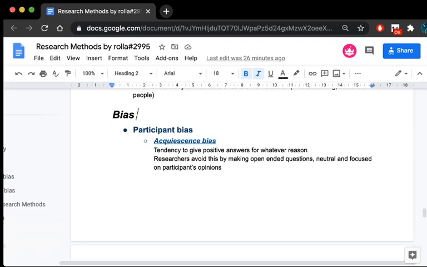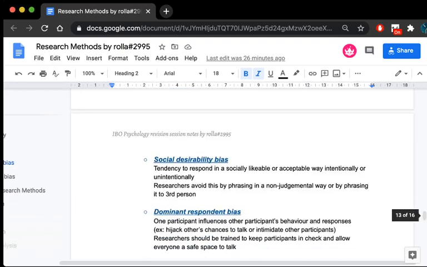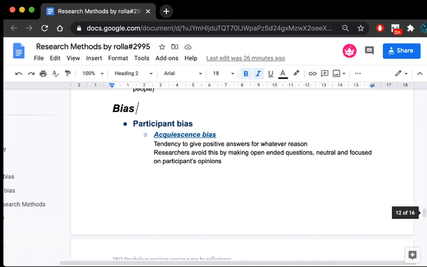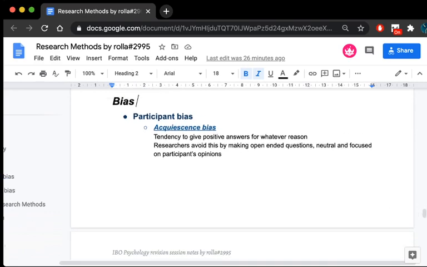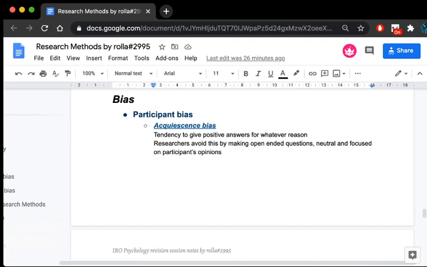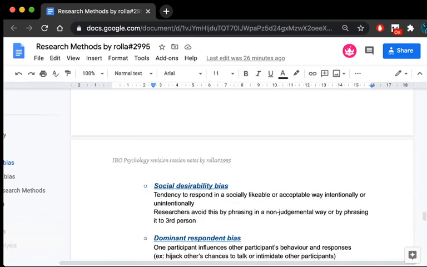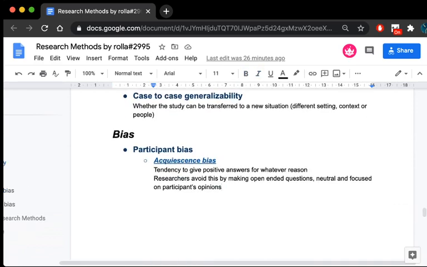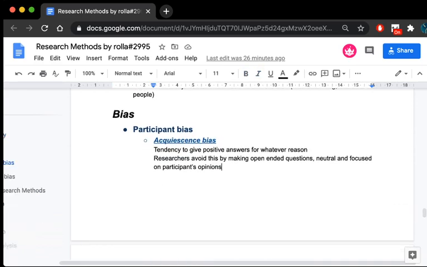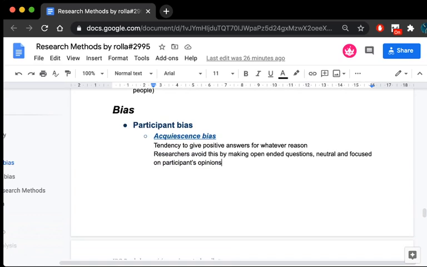And then next we have bias. There are 2 types of biases that come from different perspectives. The first is participant bias. The second is researcher bias. So for participant bias, you have acquiescence bias, which is the tendency for someone to give positive or more optimistic answers for whatever reason.